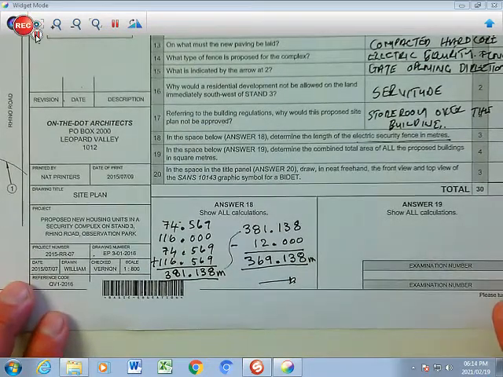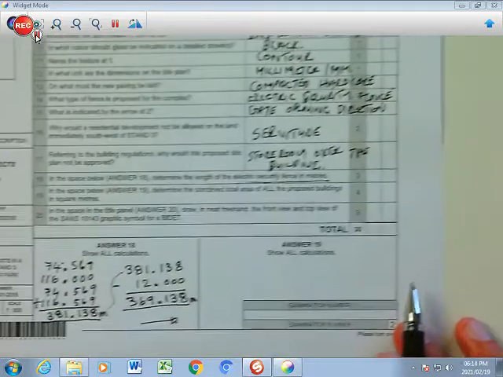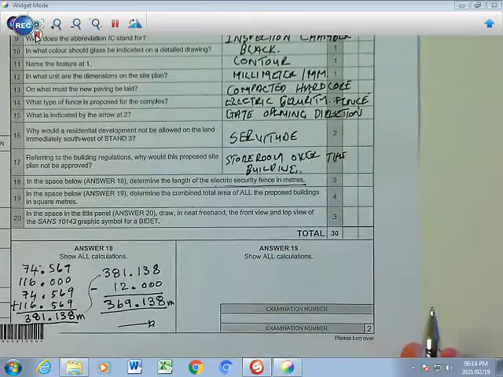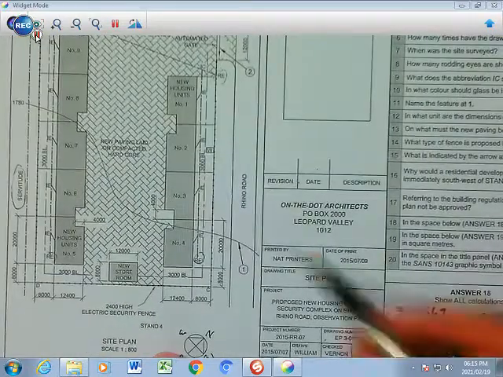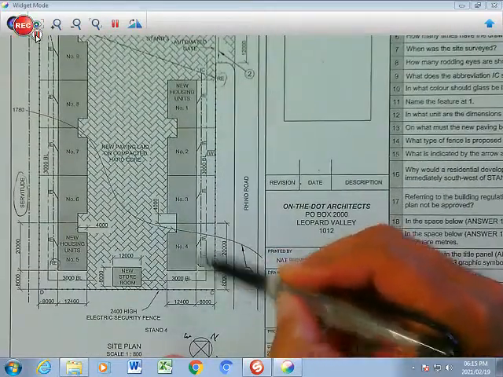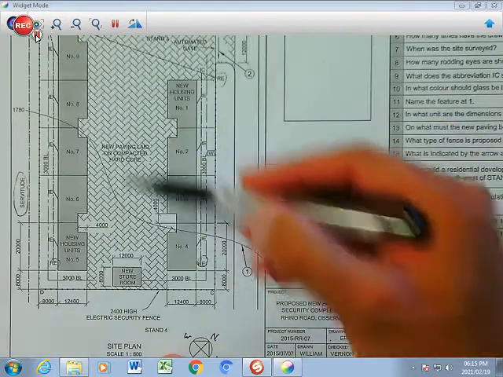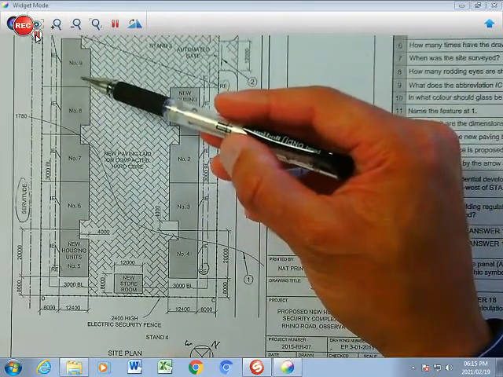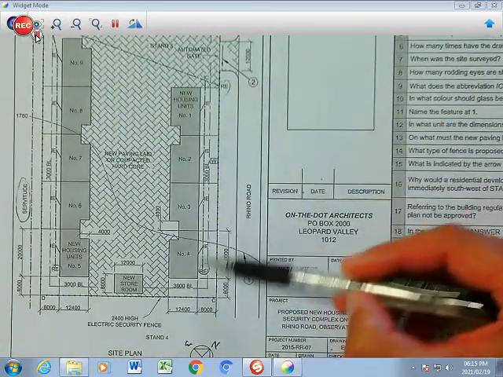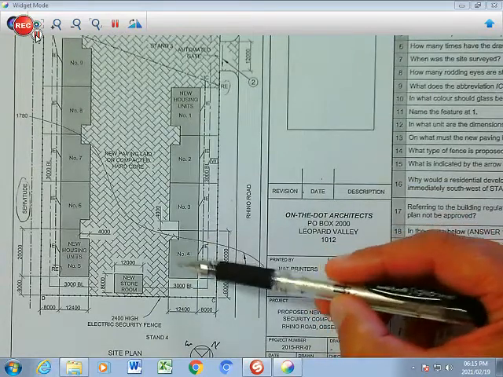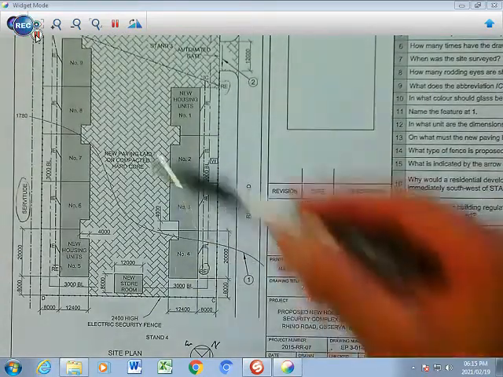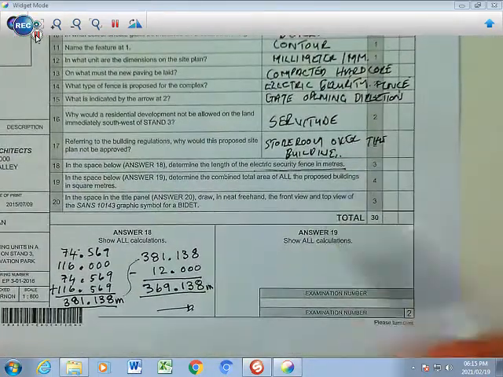Let's go to question number 19, where they ask, in the space provided below, determine the combined total area of all the proposed buildings in square meters. So what you need to do is find one of the units, and you multiply it 9 times because there are 9 units in here. So find 1 unit in square meters and times that by the number of units, which would be 9. So let's do that in the space provided there.